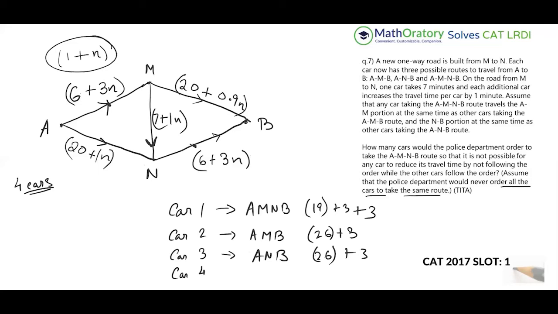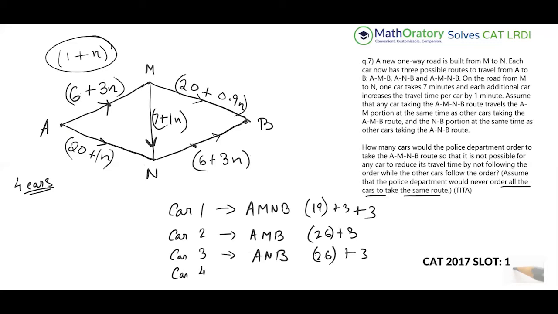Great. So that's it, I believe. Nothing more. So this will be obviously effective, right? So this is what I was thinking. And the fourth one. Now this is interesting. If the fourth one I send either via AMB or ANB, the base value itself is pretty high. That itself is 26, right?